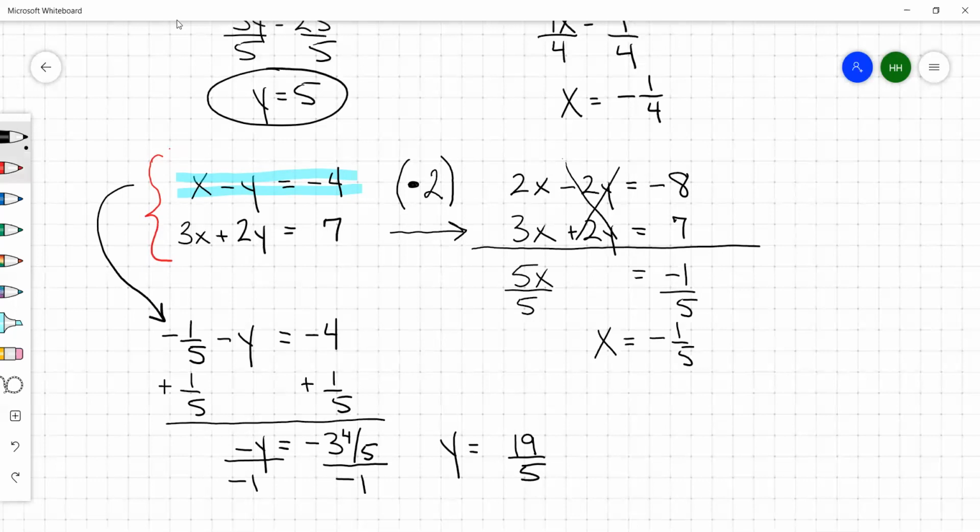All right, so the solution for this system, the point where these two lines intersect, is at negative 1/5 and 19/5. Negative 1/5 and 19/5.